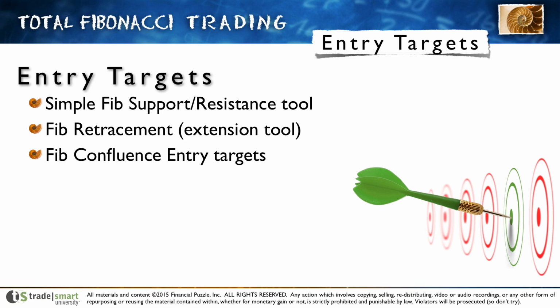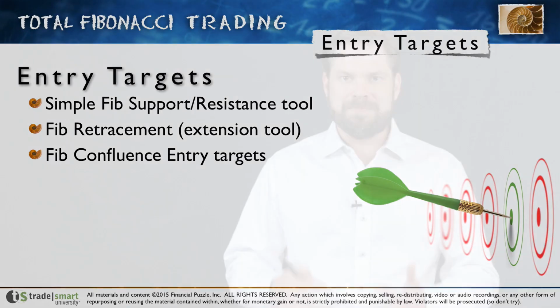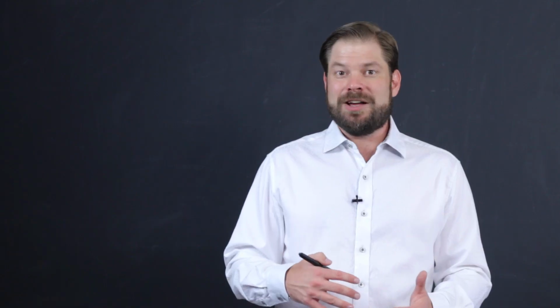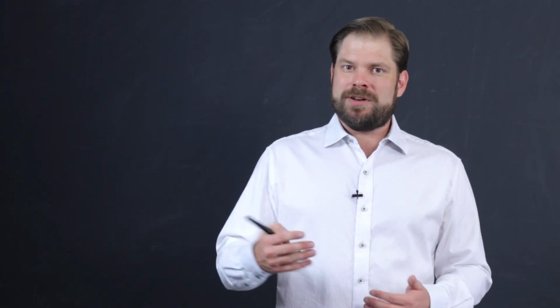We'll use the Fibonacci support and resistance tool that you're already familiar with. We're going to use the Fibonacci extension tool to look at our retracements, which you're also already familiar with. And then we're going to talk about using confluence to establish our targets. And so we're going to build on each and every one of these. They should be familiar to you. You should be used to working with them a little bit, but we're going to take it to the next level.